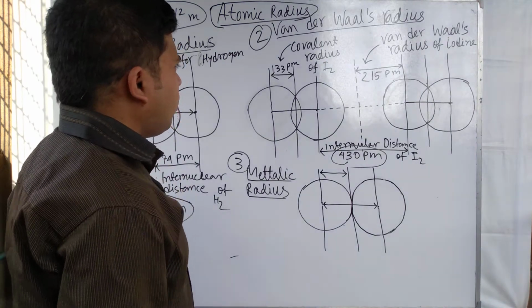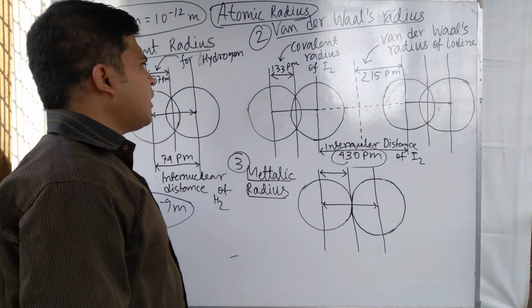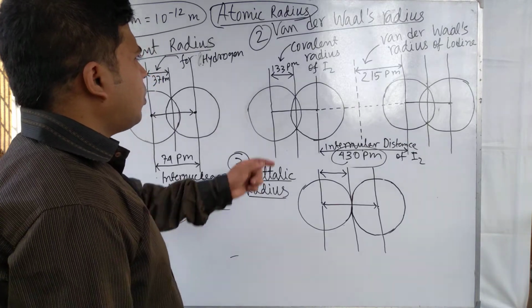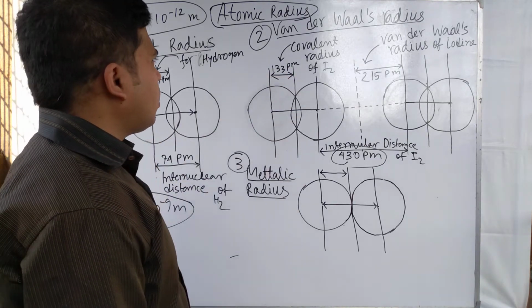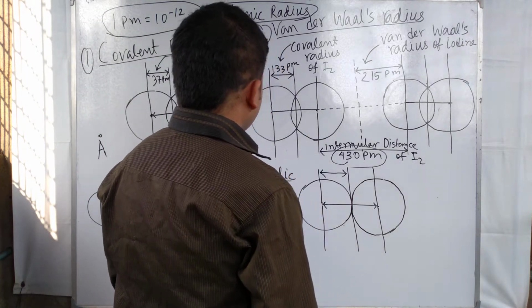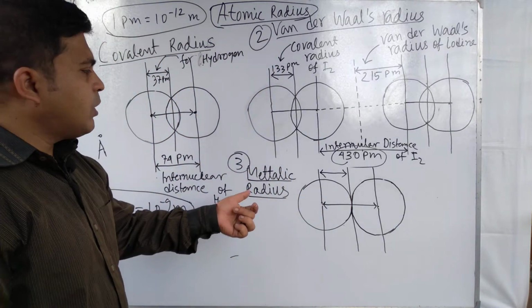Covalent radius of iodine is 133 picometer. So this one is about the van der Waals radius of an atom. Next one is about metallic radius.